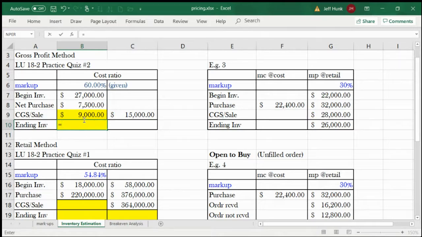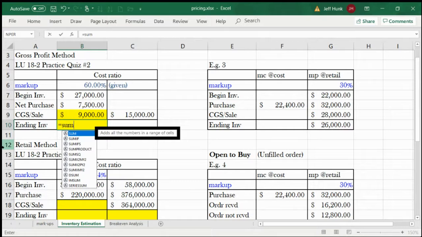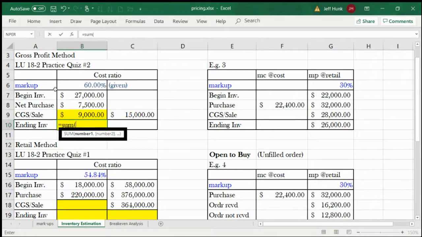So now, ending inventory, it's obvious. All you need to do is subtract this from the sum of these two, right? The sum of these line items is called GAS. GAS minus CGS is ending inventory, goes without saying, right? So basically sum. Okay, and then you might think, oh, then minus this. Yeah, you can do it that way, but you can do it this way as well.